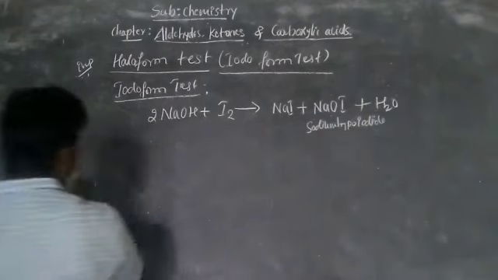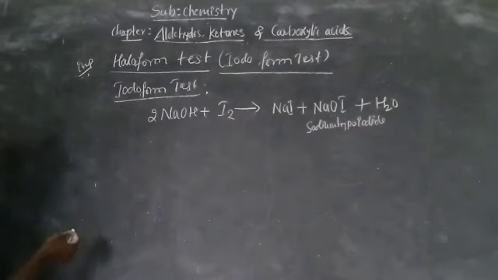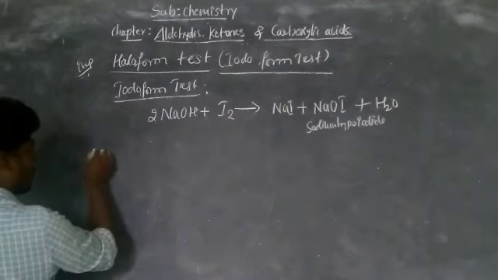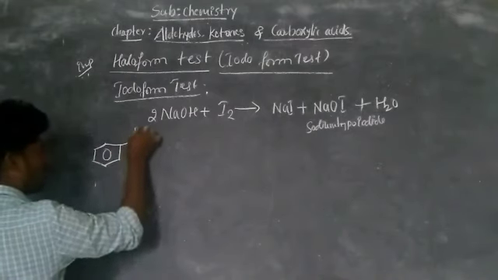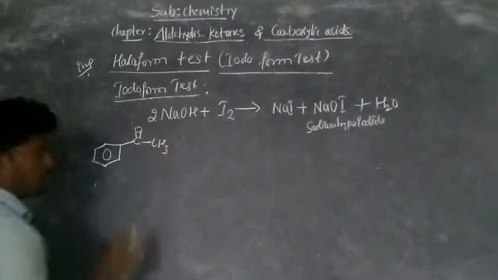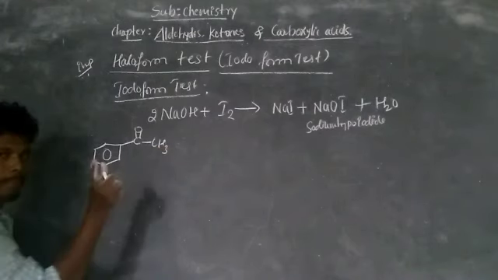Now take any compound containing a methyl group. Like take acetophenone, C6H5-CO-CH3. Okay, we are taking acetophenone. There is only one methyl group.